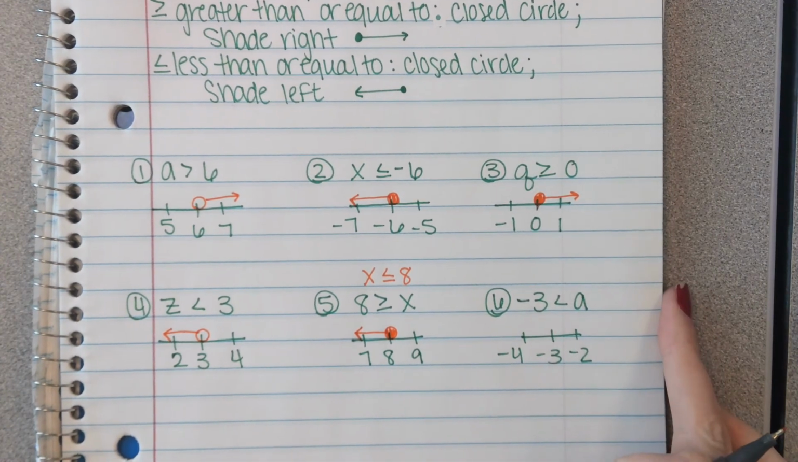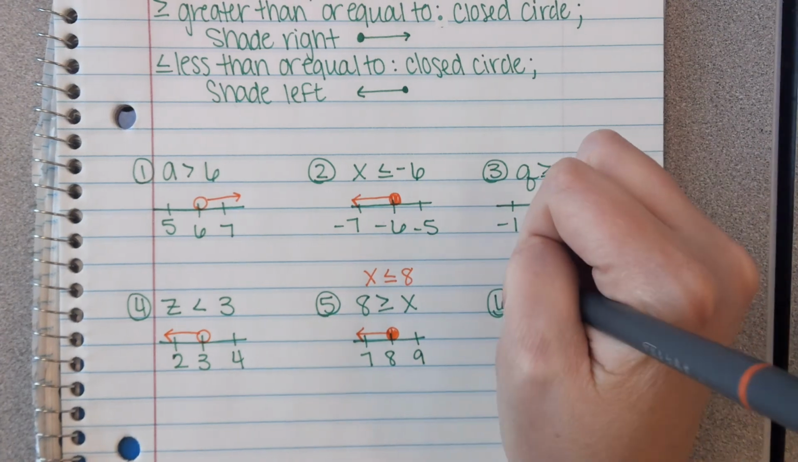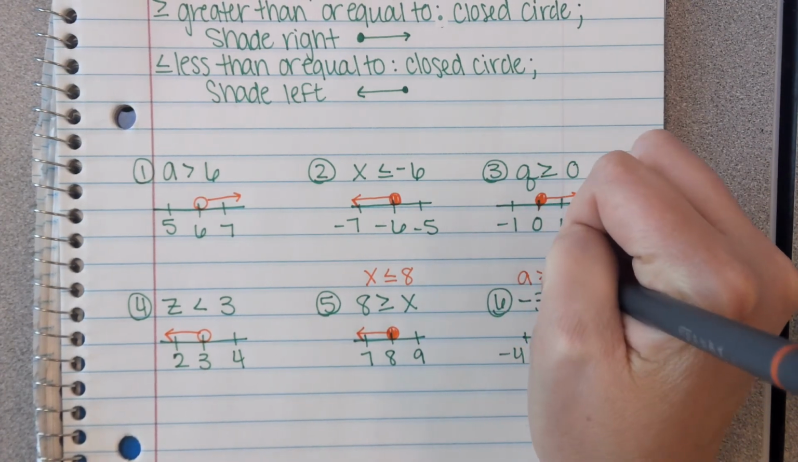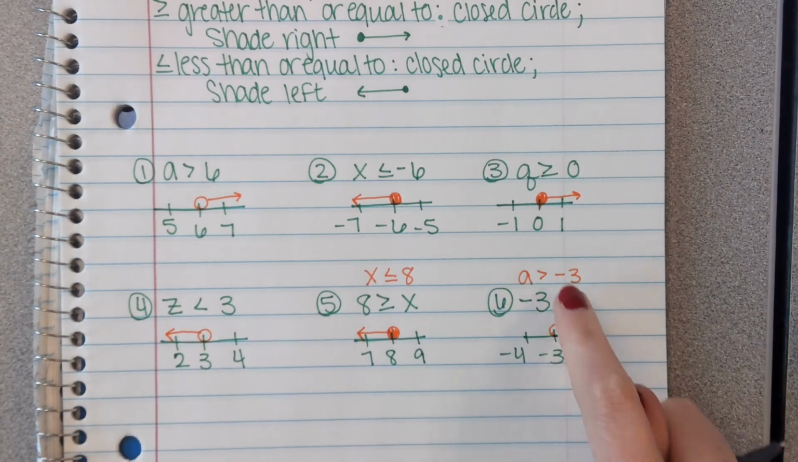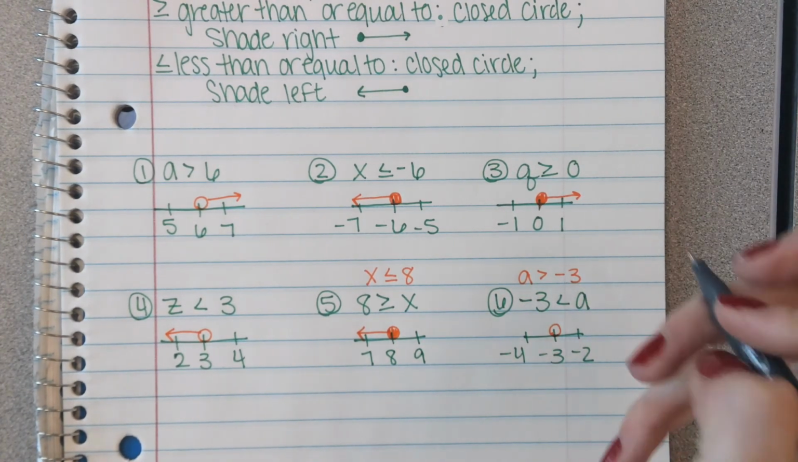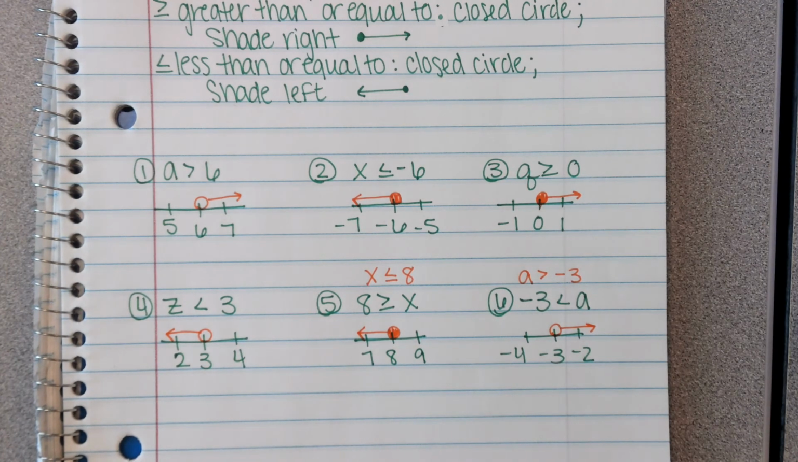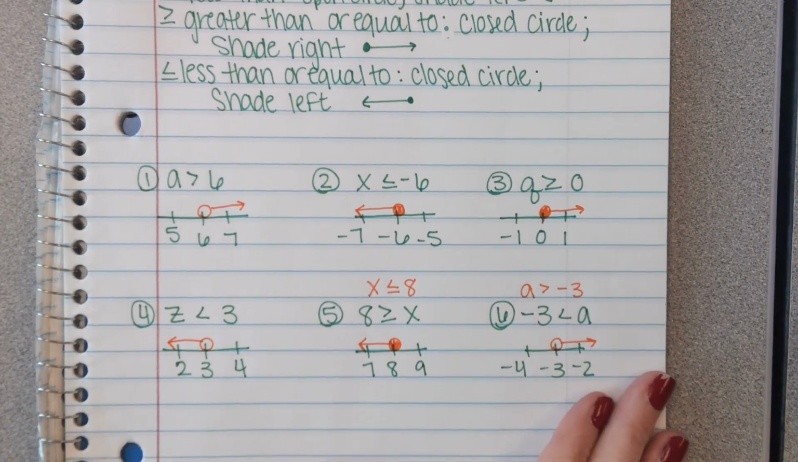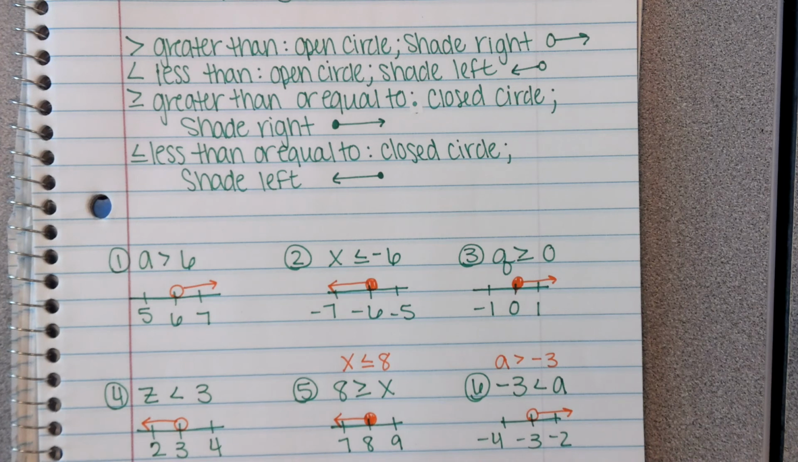All right, number 6, same kind of thing. It's turned around, so let's put it in the correct order. A is greater than negative 3, and our circle goes on negative 3, and we're wanting the numbers bigger than negative 3, so we go to the right. Okay, so again, this should just be a review for you. Some of your problems in Math Excel are going to ask you to solve and then graph. So just use those helpful tips there to graph, use the examples, and you should be good to go.